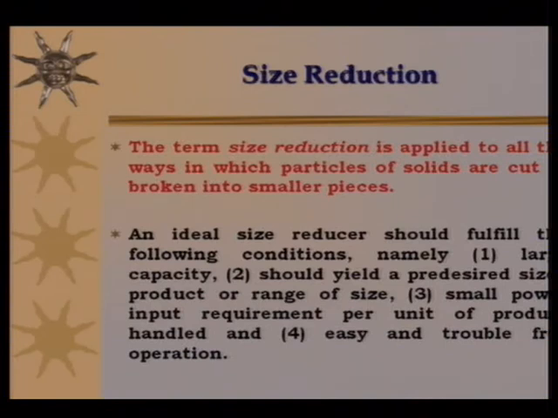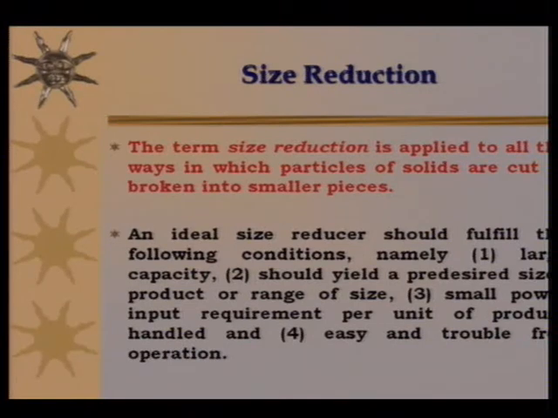I'll get down straight away to the first and very important unit operation in food engineering, that is size reduction. The term size reduction is applied to all the ways in which particles of solids are cut or broken into smaller pieces. An ideal size reducer should fulfill the following conditions: it should have a large capacity, it should yield a pre-desired size product or range of size, it should have small power requirement per unit of product handled, and it should be easy and trouble free as far as its operation is concerned.